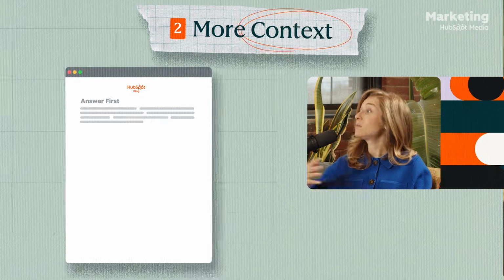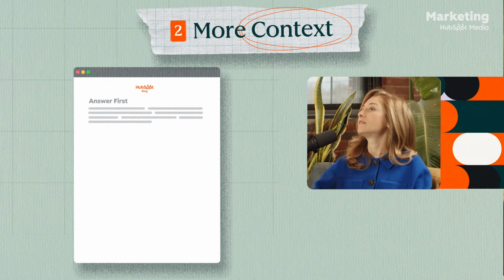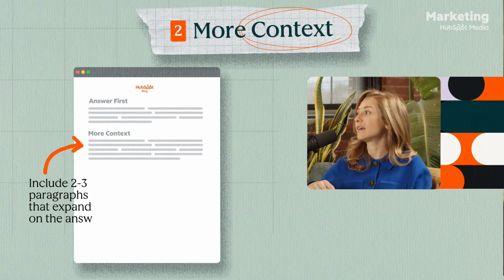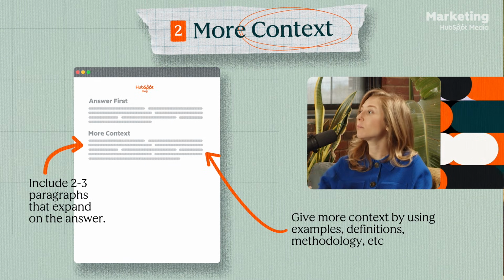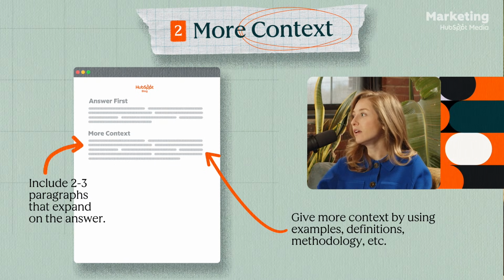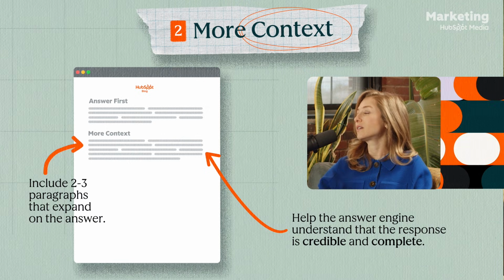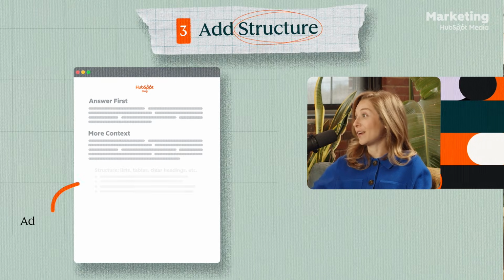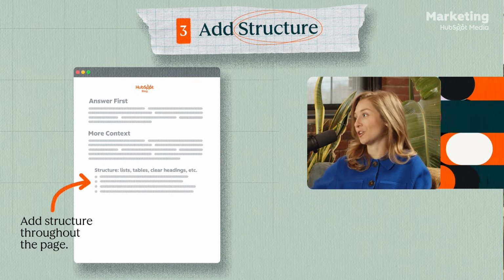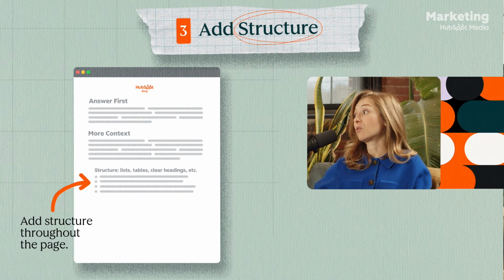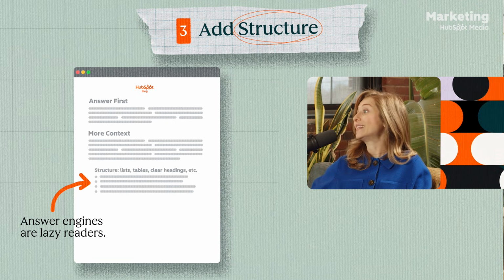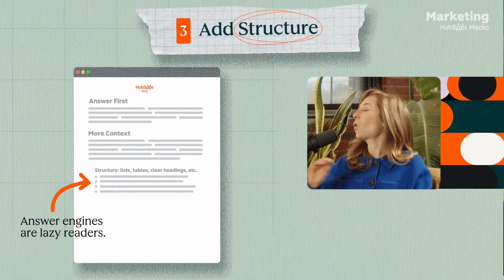So I'm writing the content. We have that top module. What's the second piece we need to consider? Well, then you're going to want to expand on that answer. You're going to want to have 2 to 3 paragraphs that give more context, maybe some examples, some definitions, methodology. You basically want to help the answer engine understand that response is both credible and complete. And what's next after that? Well, throughout the entire page, you are going to add a ton of structure. Something that is very important to know about answer engines is that they are very lazy readers. They're looking for quick hits.